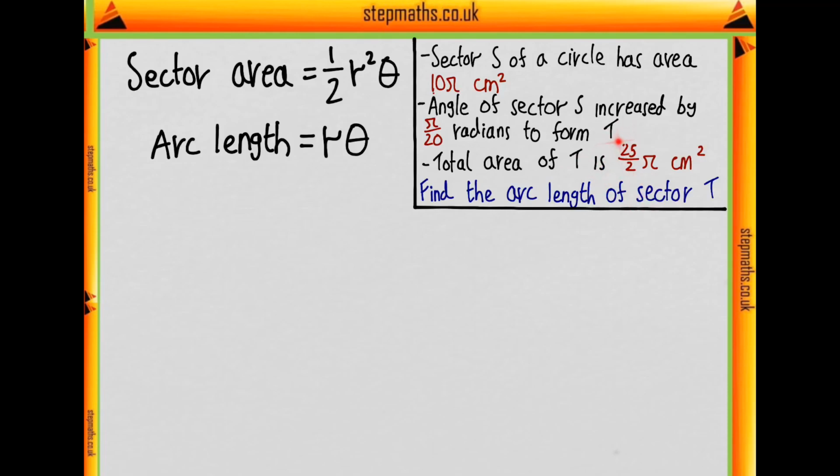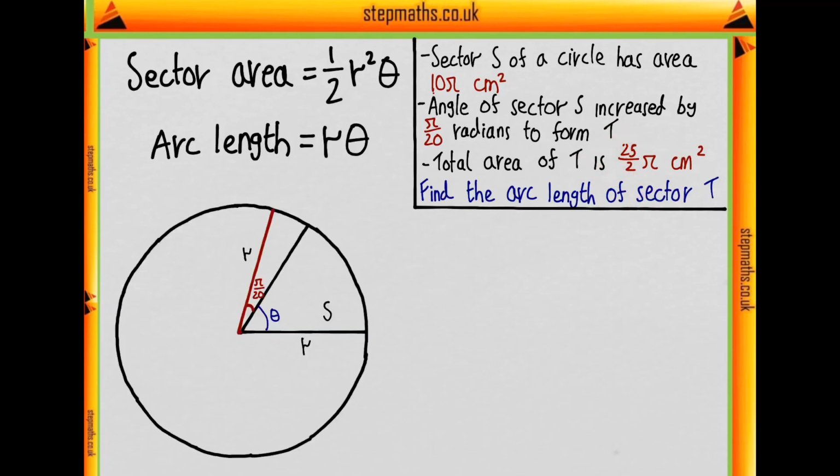Again, when I saw this question, the one thing I wish they'd given me was a diagram. But no worries, we'll just make our own. So here's the circle. Radius r, I've just left it as r because we don't know. We've got this sector in the black, S, generated by an angle theta. Theta's unknown. And the little extension to T, which is the addition of pi over 20 to the angle, generates this.